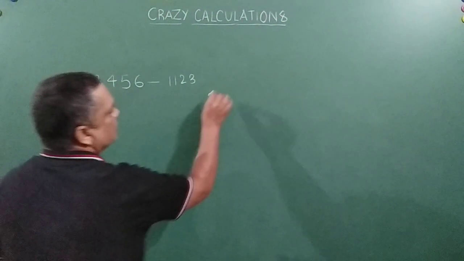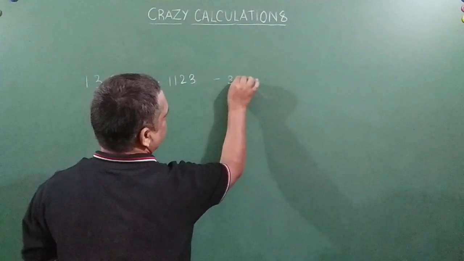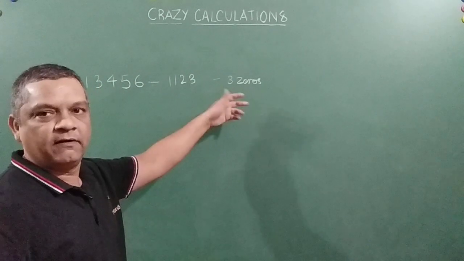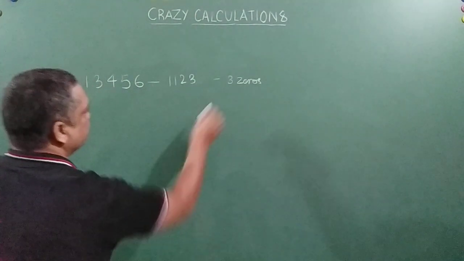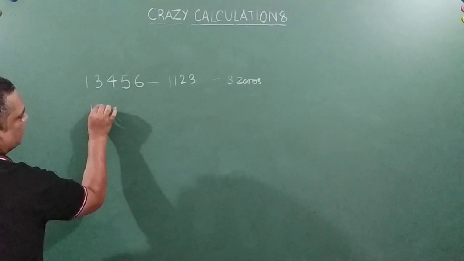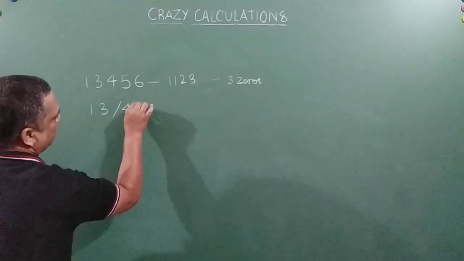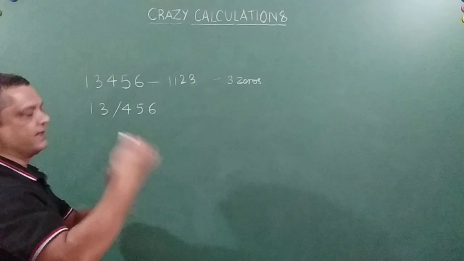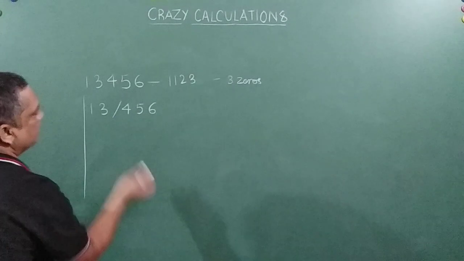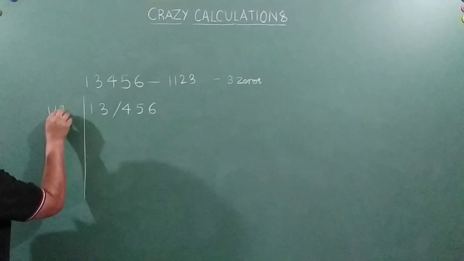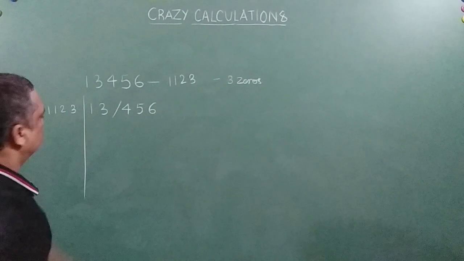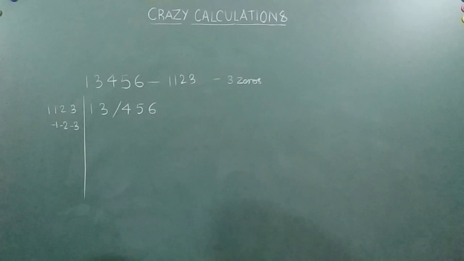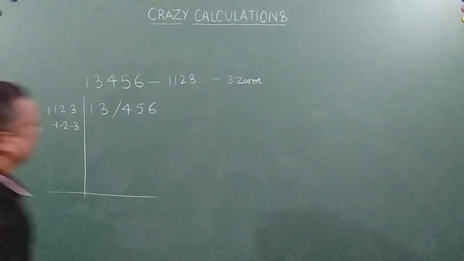123, right? So base has got how many zeros? 3 zeros. Slowly and slowly I am skipping a few steps. Please don't mind me. So what I will do now, 1 3 4 5 6, 3 digits from the right hand side for remainder. I will set it aside. 1 1 2 3. Now this should be -1 -2 -3. Correct. Leaving some space, draw a line.